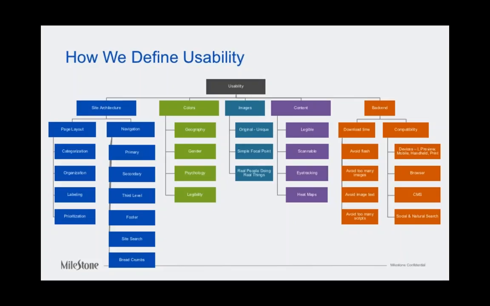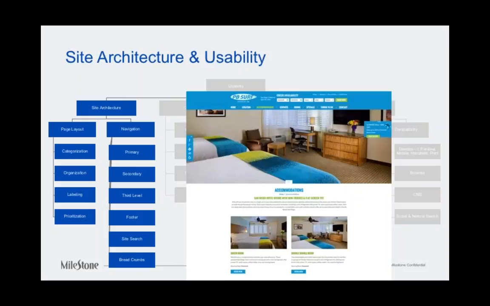Information architecture, how a page is laid out, how navigation is organized. Colors, based on geography, gender, psychology. Images, are you choosing the right images for your website? And content, legibility, organization, and of course backend to make sure your website is performing well. Let's go into site architecture and how it impacts usability. This one is crucial. Is your primary and secondary navigation and third-level navigation clear?